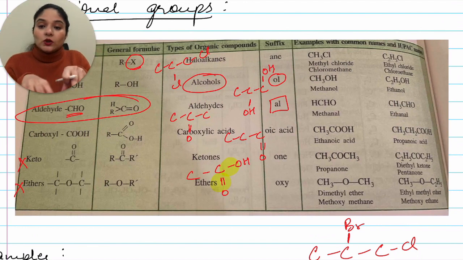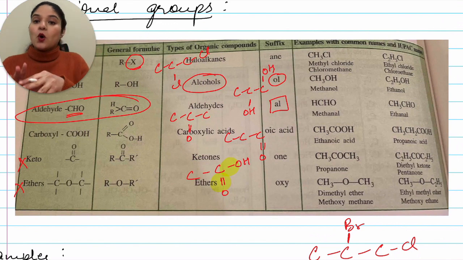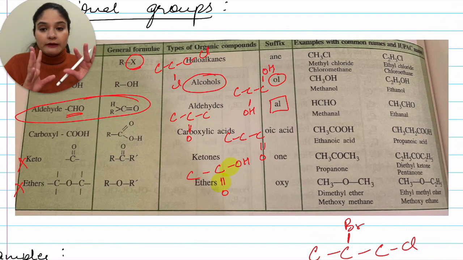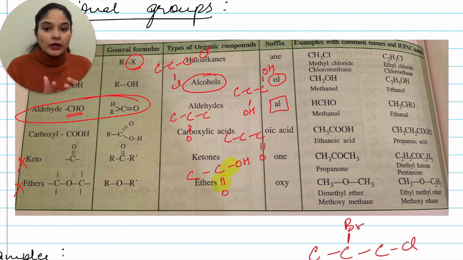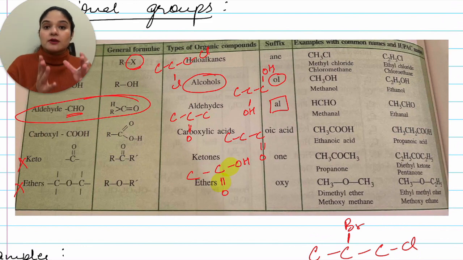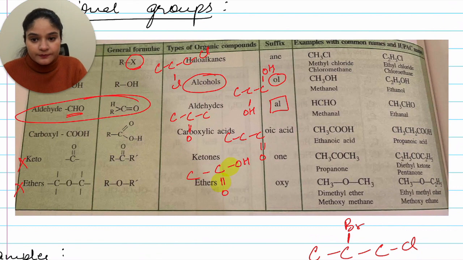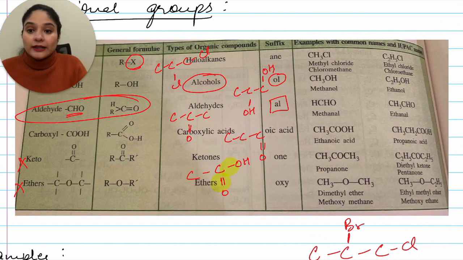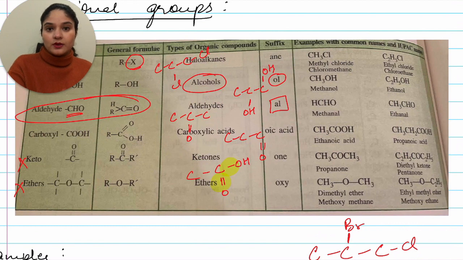Carboxylic acid, COOH. COOH is always at the corner carbons of the formula, never in the middle. So do not get confused. Your COOH is never in the middle of the chain, always on the corner carbons. Double bond O, aldehyde. COOH, your carboxylic acid. OH, alcohol. Make sure that you learn these thoroughly.